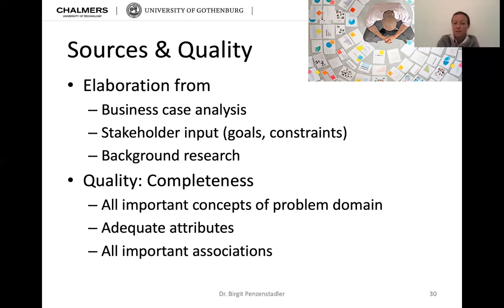And then for quality, the most difficult part is the completeness. We've talked about consistency and we've talked about choosing the right scope, and then there's the completeness. So you want all important concepts of the problem domain, you want adequate attributes, and you want all important associations in between them. And the best way to find out whether that is true is to let a couple of other sets of fresh eyes look over it and to talk to another domain expert to make sure you have them.